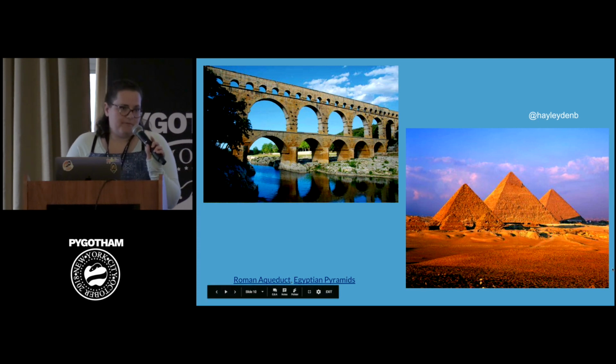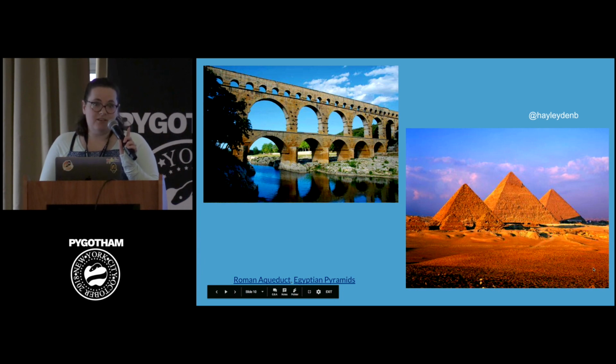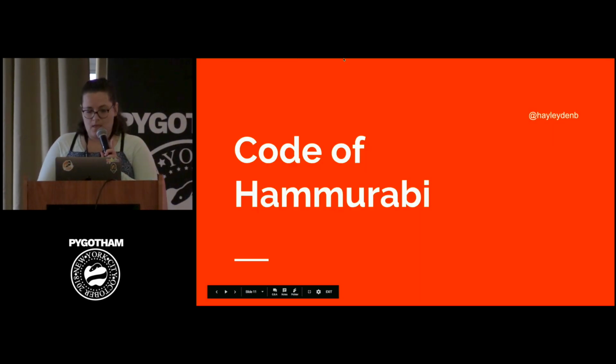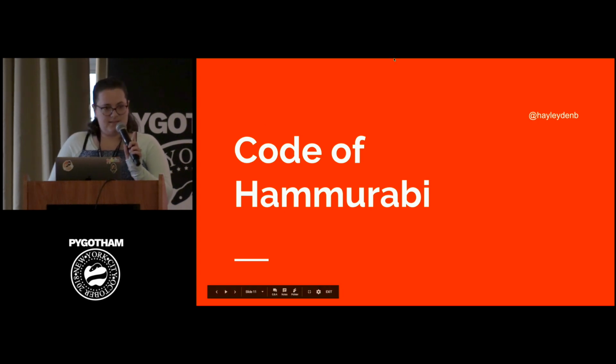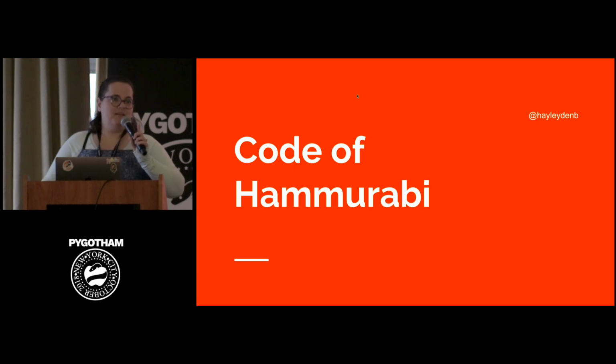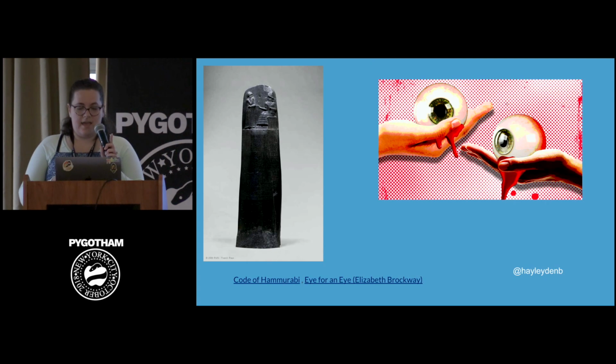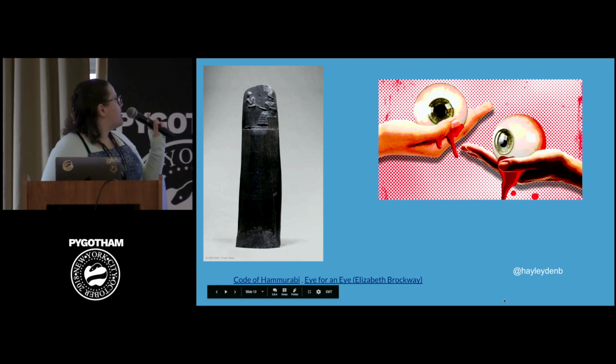Now, it's a really old profession, civil engineering, and it dates back to things like the aqueducts and the pyramids, and we've had a long time to think about it, certainly a lot longer than software engineers have had to think about their work. And one of the earliest examples of codified behavior for civil engineers is something called the Code of Hammurabi. And you can see the code is inscribed here.